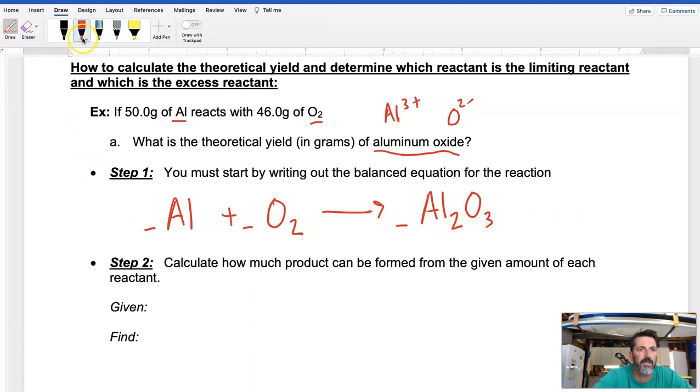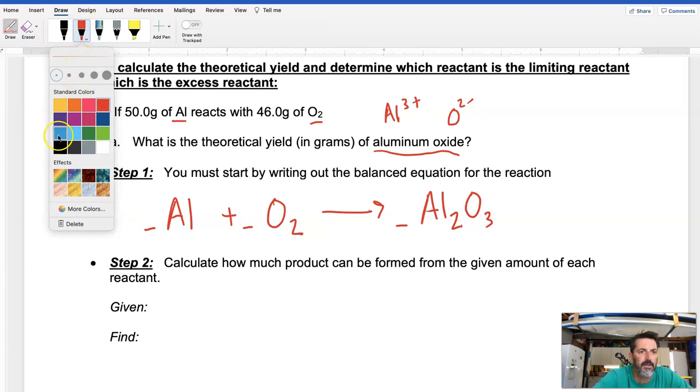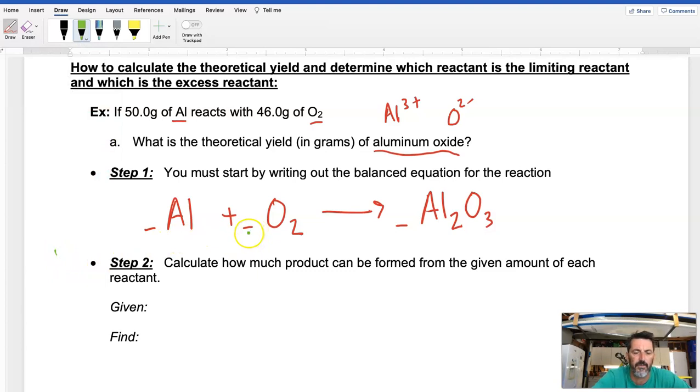Okay, let me change the color here. Let's go with green, just for the balanced equation. Because I have 3 oxygens on the right and 2 on the left, I know there's going to be a 2 right there, which means that's going to be a 3. So now I have 6 oxygens, 6 oxygens.